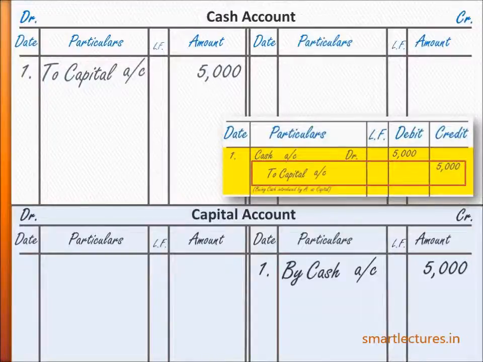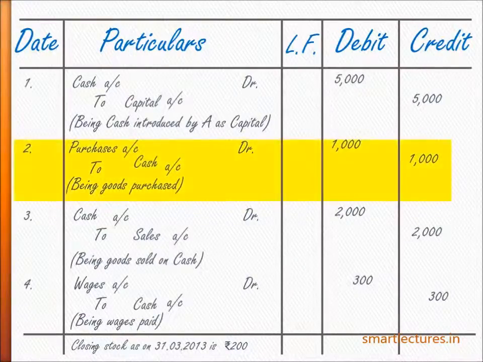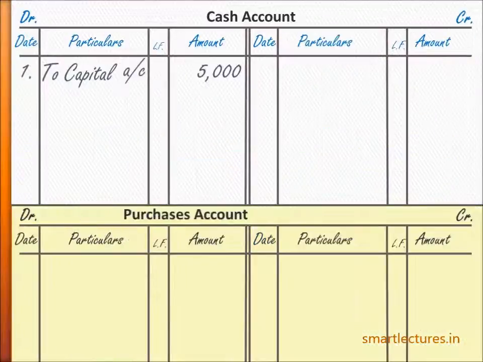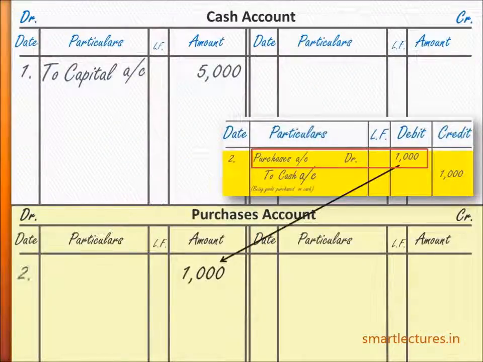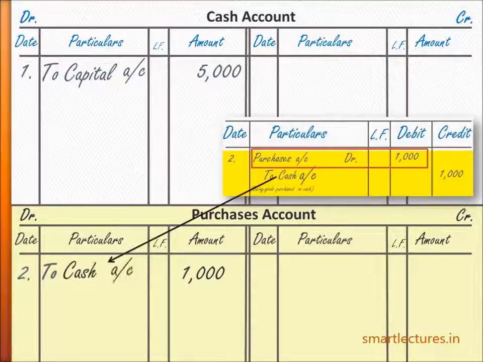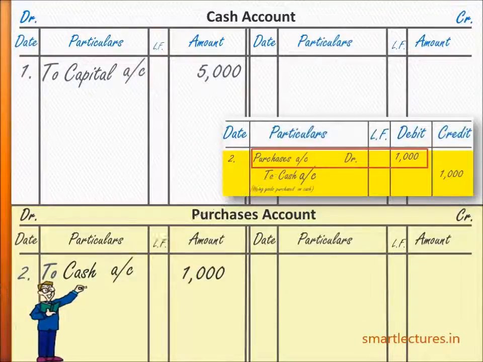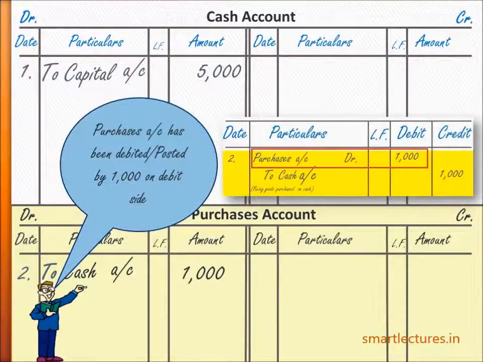Now, purchase account rupees 1,000 means debit purchases account. So come to the purchase account. On the debit side, write down rupees 1,000. The date will be 2 and the narration will be "To cash account". It means purchases account has been posted by rupees 1,000 on the debit side, or in ledger posting we can say purchases account has been debited by rupees 1,000, whatever you say.